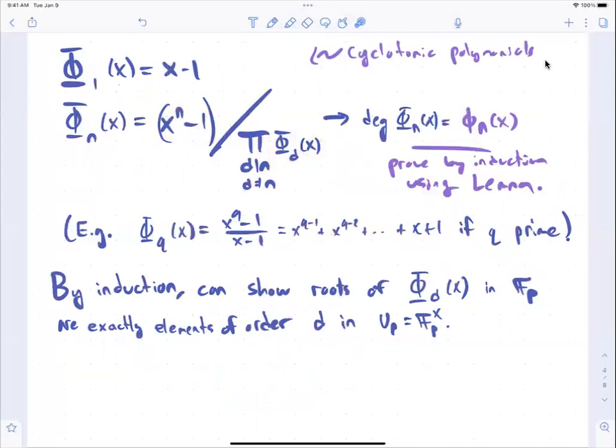And while you're doing that induction, you can actually do a little bit more. At the same time, you can prove this key property of these polynomials that I said, which is that the roots of phi_d(x) in F_p are exactly the elements of order d in U_p, or F_p cross, so the units mod p. So we get the degree of this thing, and we get that its roots are exactly the things we're looking for, the elements of order d.